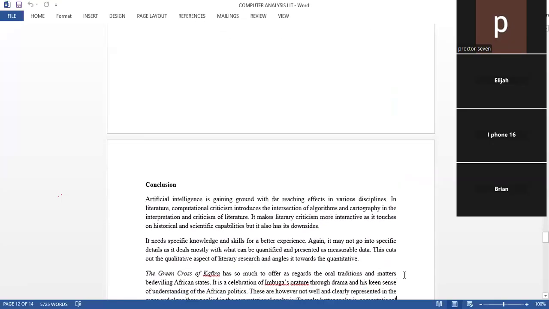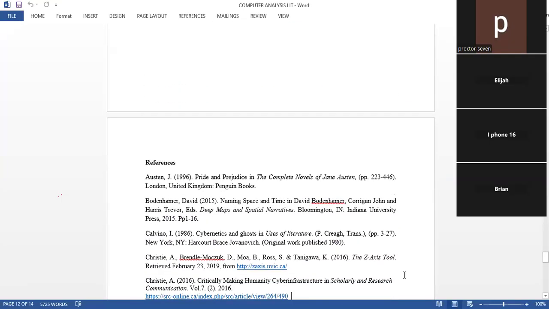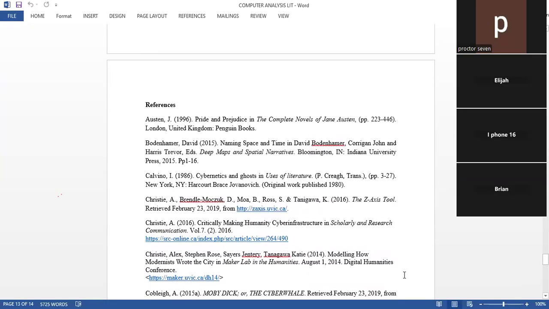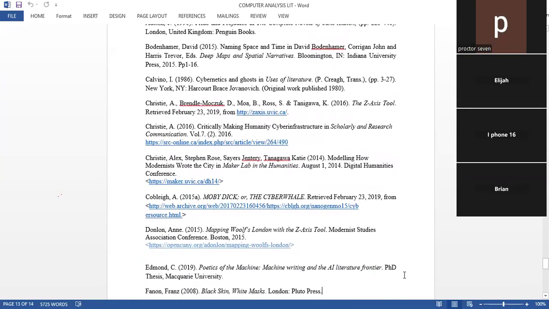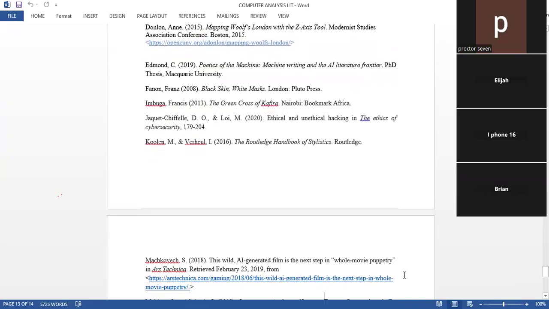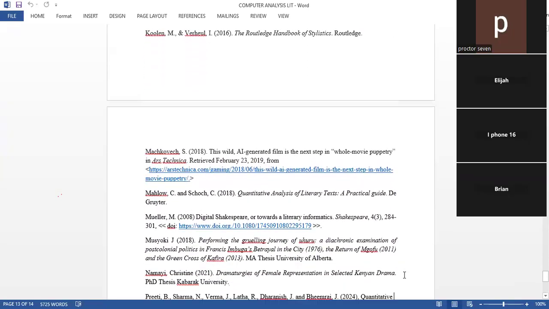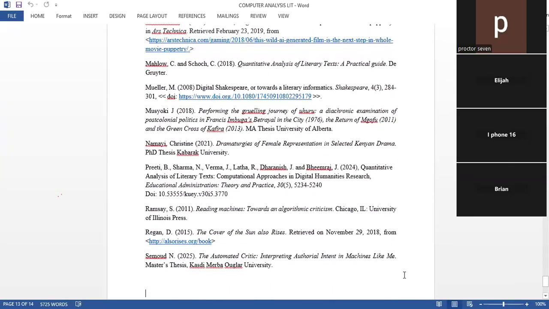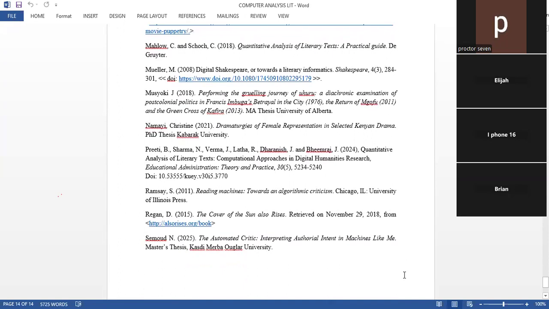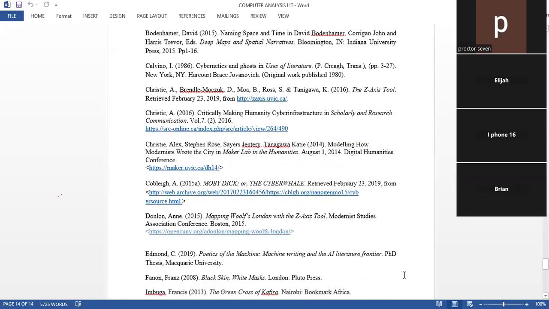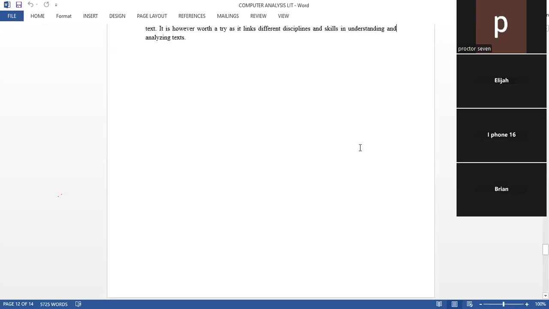Then we have the conclusion, and then as usual, we must have the references. This is what we have cited from, all these sources. We must acknowledge that these ideas are not ours. We have taken some ideas for the literature review, or whatever, from whatever sources and for whatever reason, to ensure that our paper is complete.